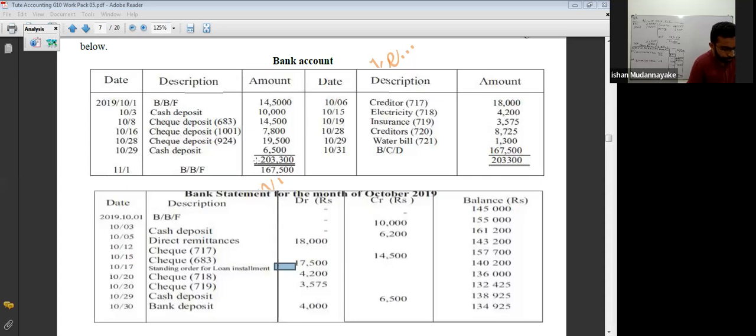All right. Inoki, this is not bank deposit. It should be bank charges. Bank charges 4,000. Okay, Inoki, okay then.